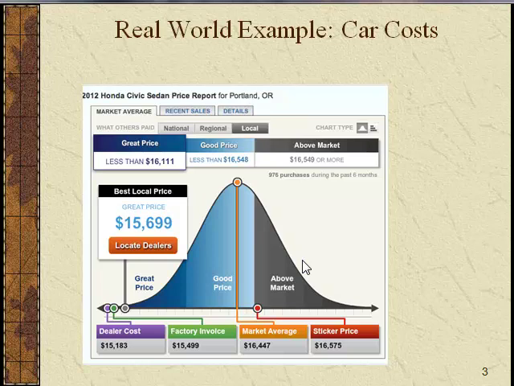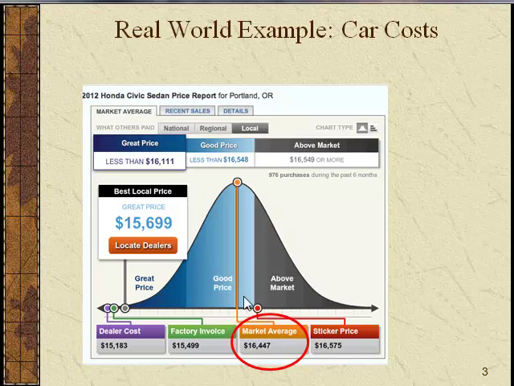If you look at this normal curve, and this is from a Consumer Reports product, it's showing right in the middle what the market average is, and that's 16,447. And then it shows the variability here between what some great prices would be, some really low prices, to some not so good prices that are above what the market is. And this distinction between good and above market is kind of arbitrary.